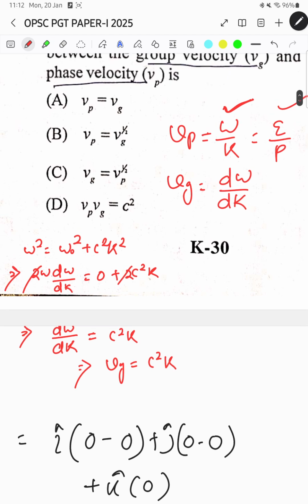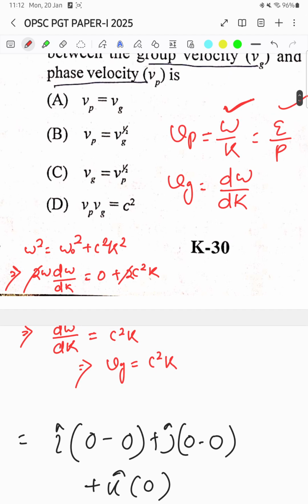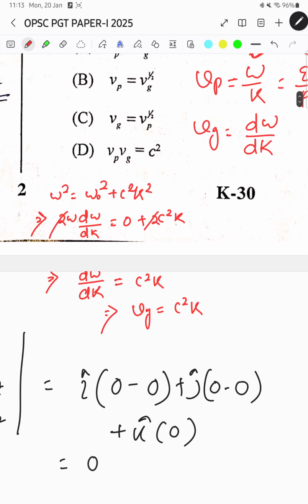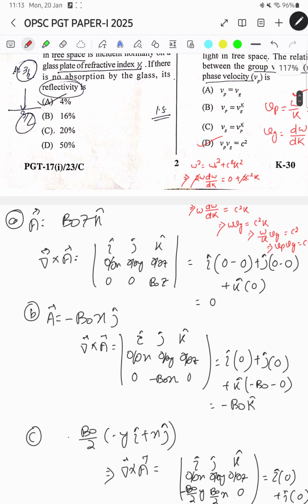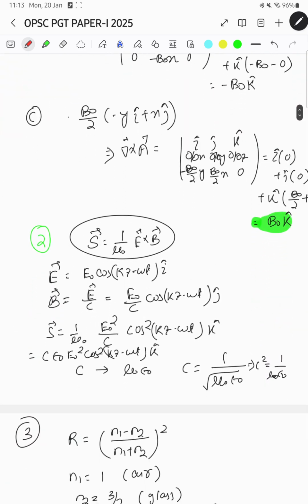And we have Vp is equal to omega by k. Okay, Vp is equal to omega by k. So here I have missed omega. So omega Vg, so we can write omega upon k times Vg is equal to c square. Omega upon k is nothing but Vp. Vp into Vg is equal to c square. So the appropriate answer here is option number D. Let me move to question number 7.